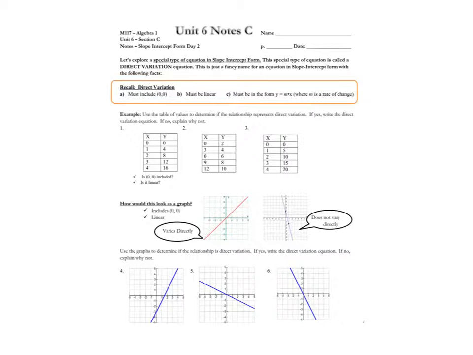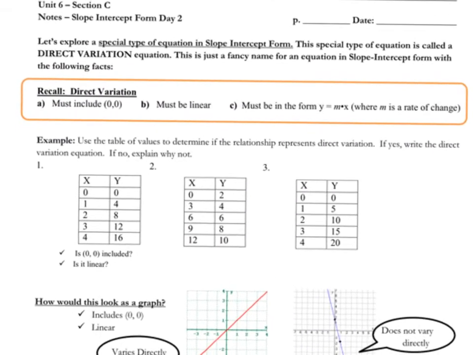Now, the only thing that we're adding in is something that's called direct variation. And this is just a special type of equation in slope-intercept form. There's a couple things that are required in order for an equation to be direct variation. And we briefly talked about this when we looked at word problems last chapter. So the first thing is the requirements.